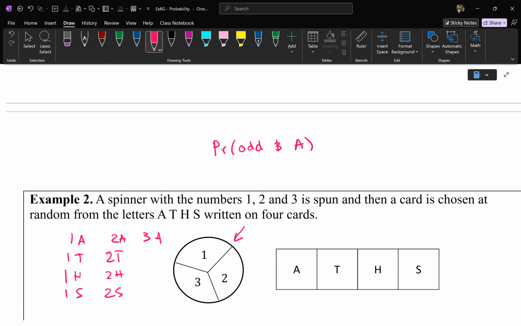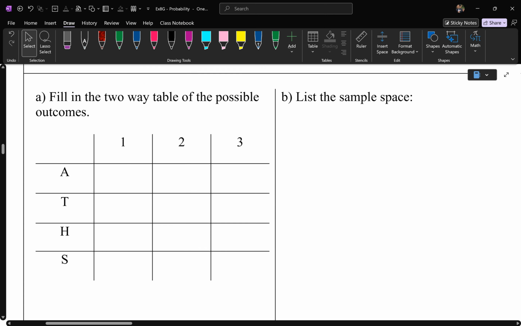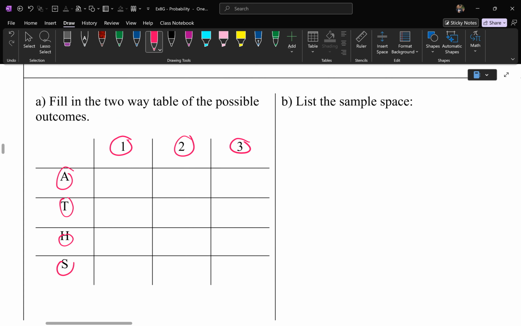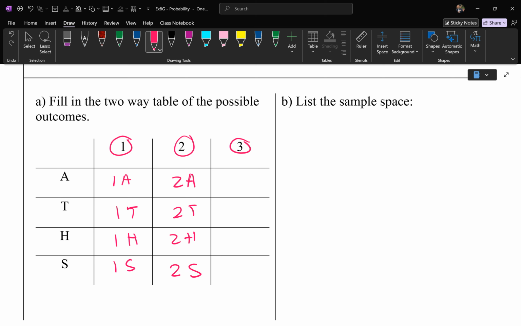But the two-way table helps to visualize what I just wrote here, that you can get options for the first one, 1, 2, or 3, and A, T, H, and S, and you can see that it fills out nicely. You get 1A, 1T, 1H, 1S, 2A, 2T, 2H, 2S, 3A, 3T, 3H, and 3S. So it makes sense that you can get a 3 on the spinner and then choose an A. Or you can get a 3 and a T. Together, that's 3 by 4. That's why we know there are 12 possible outcomes.